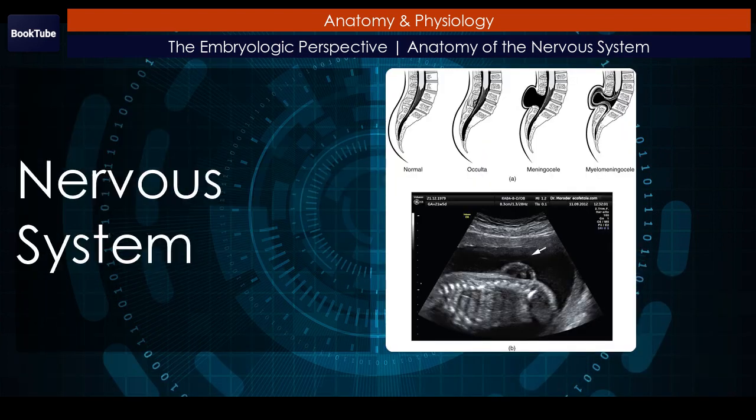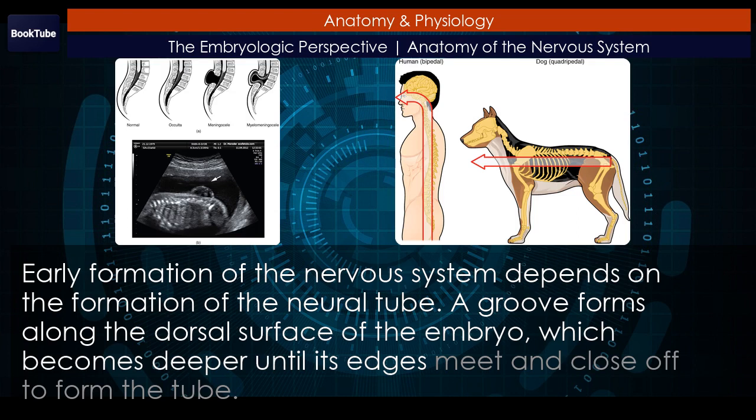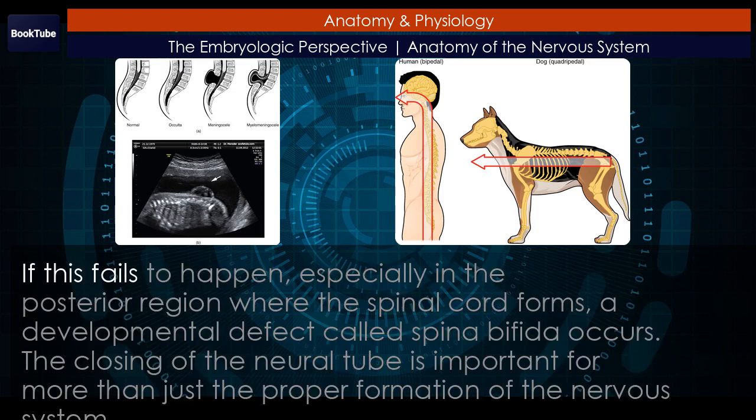Disorders of the nervous system. Early formation of the nervous system depends on the formation of the neural tube. A groove forms along the dorsal surface of the embryo, which becomes deeper until its edges meet and close off to form the tube. If this fails to happen, especially in the posterior region where the spinal cord forms, a developmental defect called spina bifida occurs.